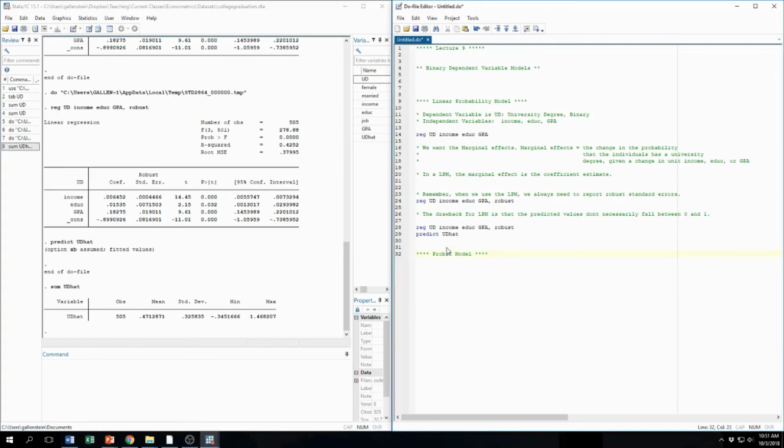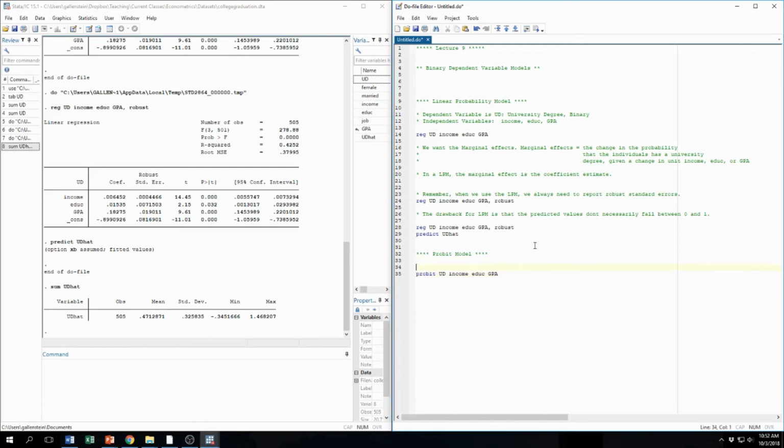Okay, so let's now switch over to the Probit model. I mentioned in the lecture that the Probit model is estimated using maximum likelihood. We're not going to go into the details on that, but we're going to use Stata to estimate it. The Stata command is just called Probit. So it's pretty straightforward. We just use Probit, UD, and now we're going to run the same model, GPA. Let's just run this first.